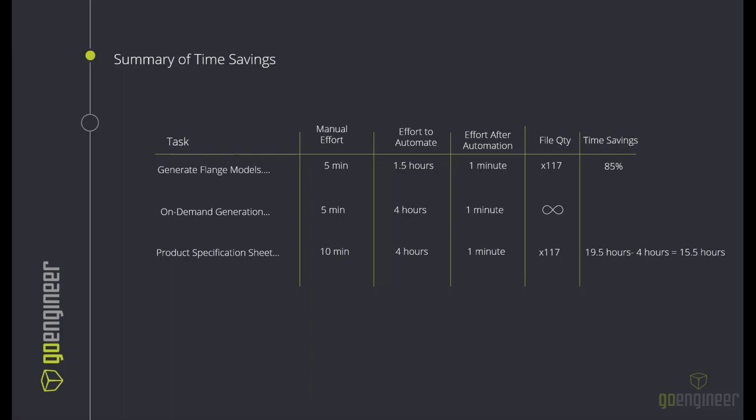And after that, it's all in mass generation. And again, we're saving 15.5 hours or 80% of our time. What would you do with 30 hours of your work life back? It can be pretty astounding what automation can do for you.